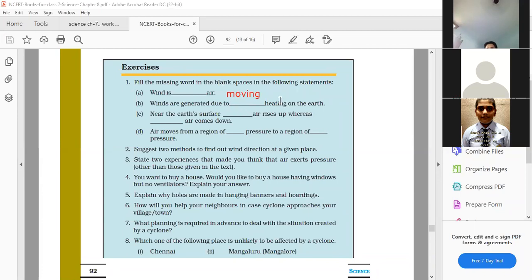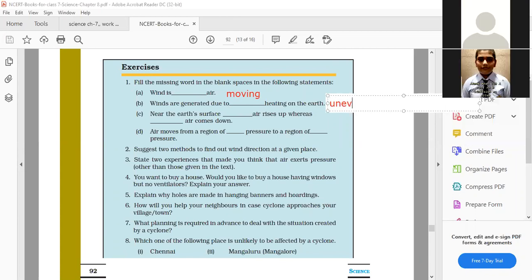Next, B part. Winds are generated due to the. Yes, Anupriya. Yes, ma'am. Winds are generated due to uneven heating on the earth. Uneven. Okay. Yes, ma'am. Uneven heating on the earth. Already written it is. Next is near the earth's surface.